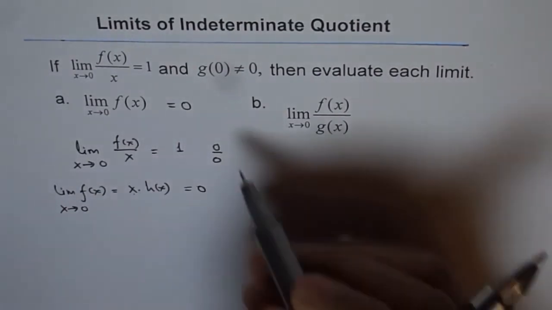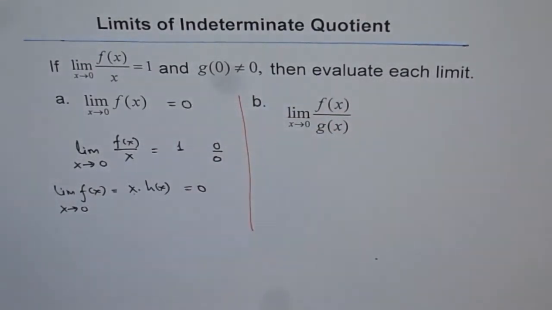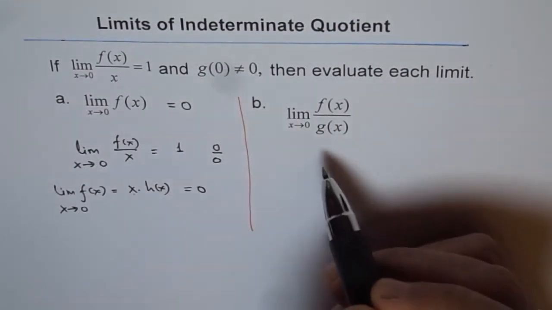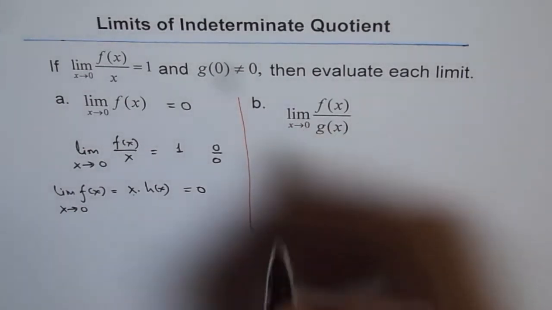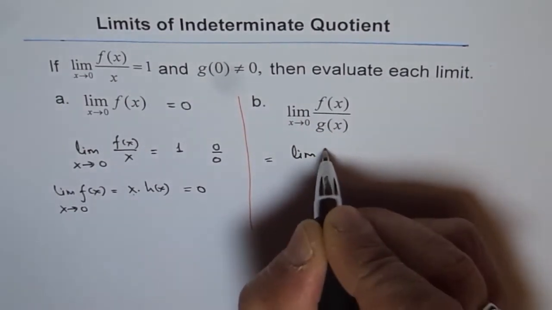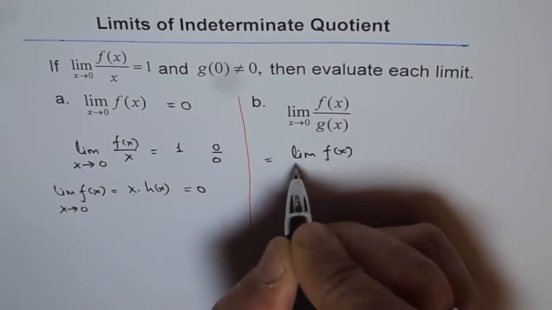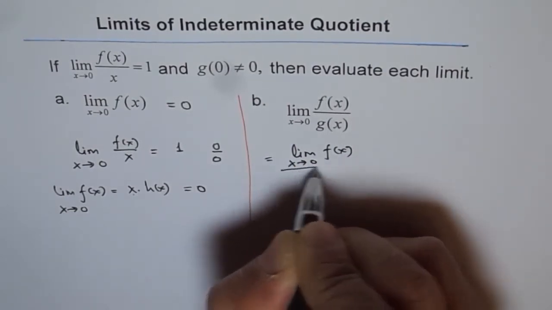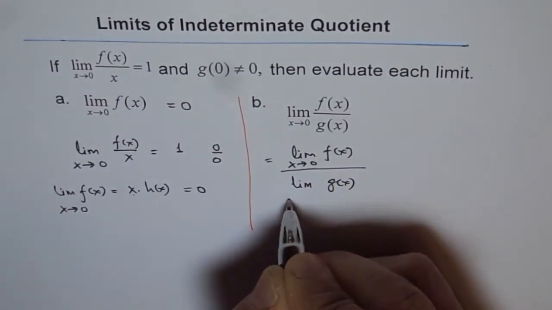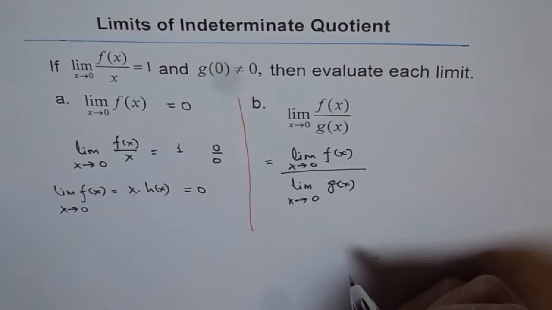In part B, we are given that g(x) is not equal to 0. So we can write this as equal to the limit of f(x) where x approaches 0 divided by the limit of g(x) as x approaches 0.